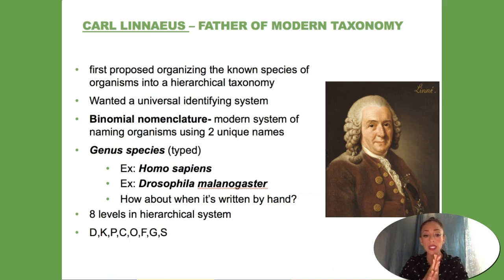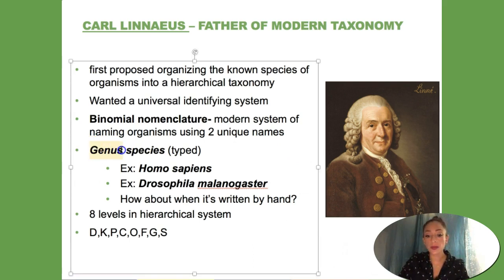There are rules to it. The way you would type this correctly, as you can see right here, is that the genus is always capitalized and the species is always lowercase. When it is typed, it has to be italicized. If this was handwritten, it's the same rules: you would still capitalize the genus and lowercase the species, but instead of italicizing it, you would underline it. That's the only difference. Handwritten, you underline it; if it's typed, you italicize it.